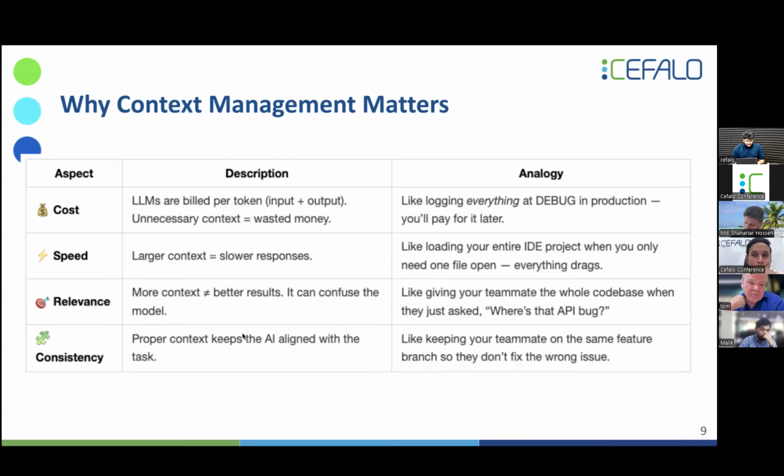And the last point is consistency. If you give proper context, the AI will be aligned with the task, and it will actually do the task properly as well. If it's not consistent, since AI works with probability, it might take a different path and be inconsistent with the actual question that you asked. As an analogy, think of keeping your teammate on the same feature branch. You don't give them another branch and tell them to fix it there, where the issue might not be present.